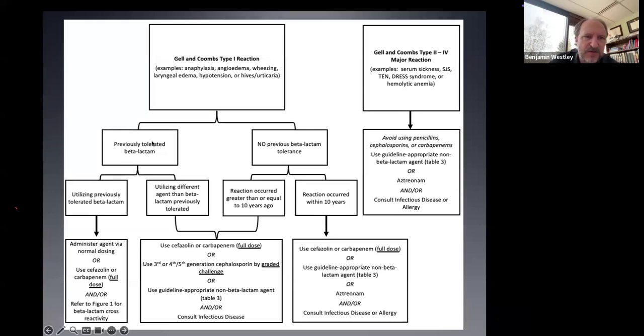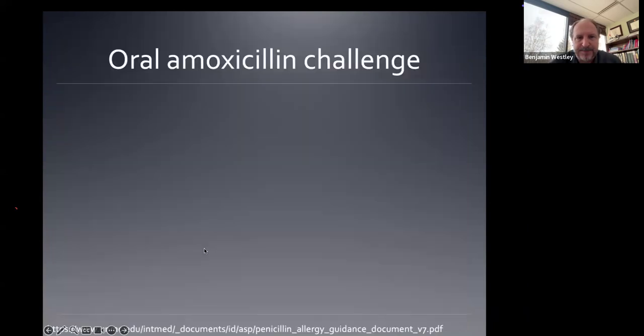And then on the left side, previously tolerated beta-lactams. You can use what they previously tolerated, of course. And if you're using a different agent, they still point out it's safe to use cefazolin or carbapenem.